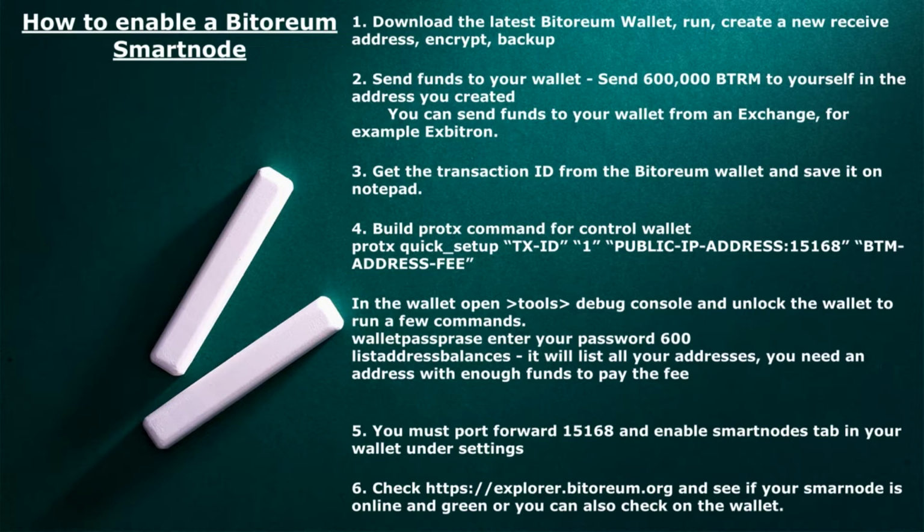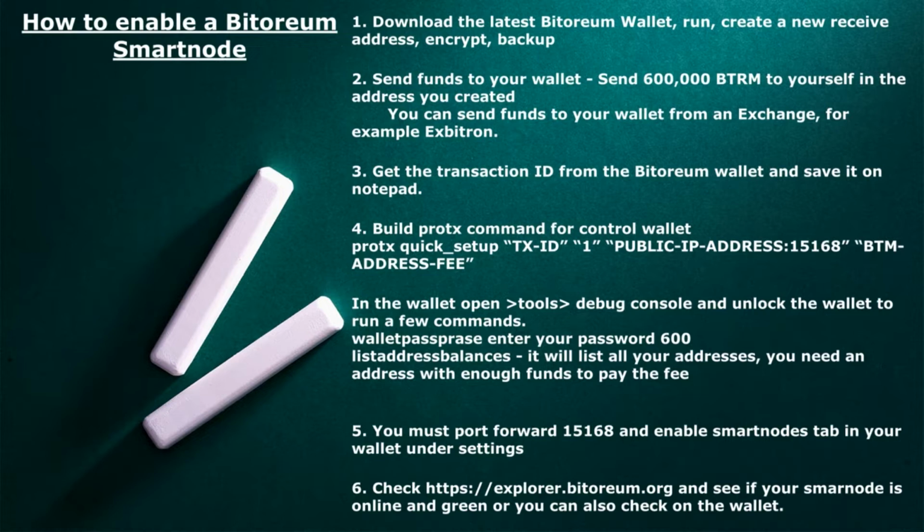We're going to follow some steps here to set up a smart node. I will go through this step by step. The first thing that we need to do is download the latest Bitoreum wallet. We need to run it, let it synchronize, create a new receive address, and encrypt the wallet and back it up. Then we need to send funds to the wallet. We need at least 600k Bitoreum. You can use an exchange to send your funds to your wallet.